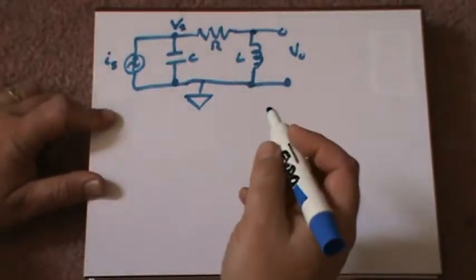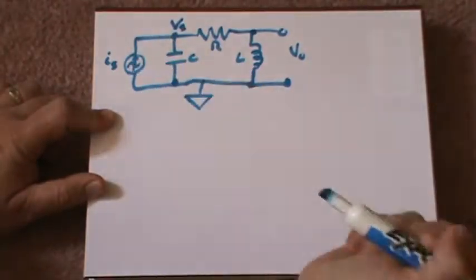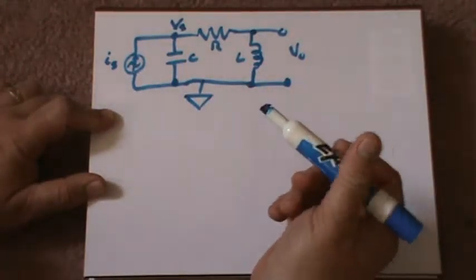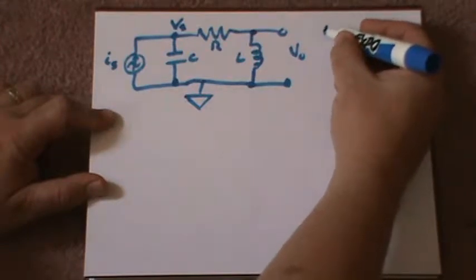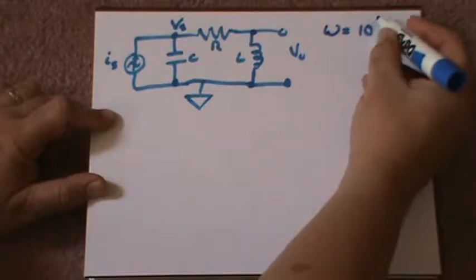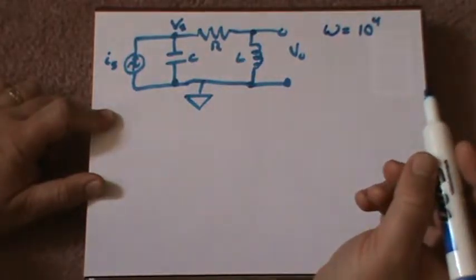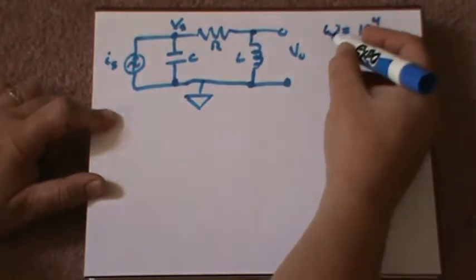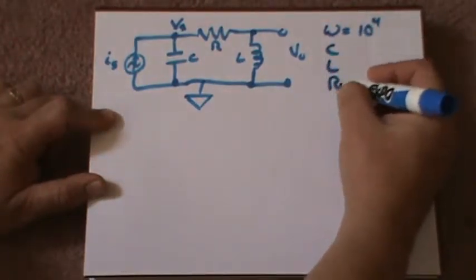In addition, we'll make some basic assumptions. When we're dealing with steady state and I've got a sinusoidal forcing, when we're doing phasors, we should specify what frequency we're working at. So we're going to pick omega equal to, let's say, 10 to the fourth, and that's in radians per second. So we will then pick values for C, L, and R.